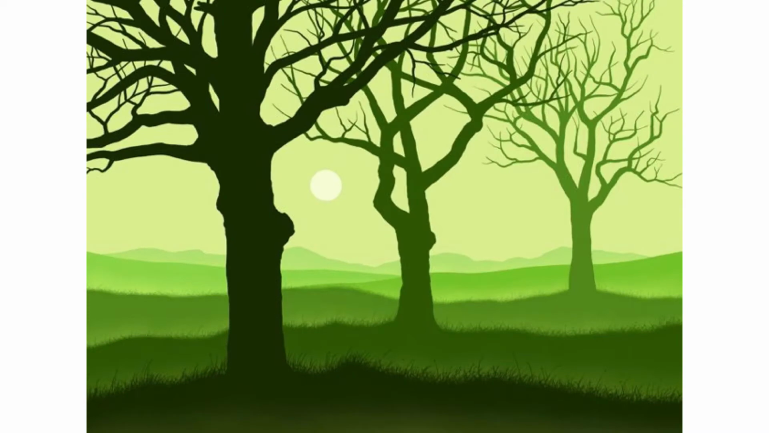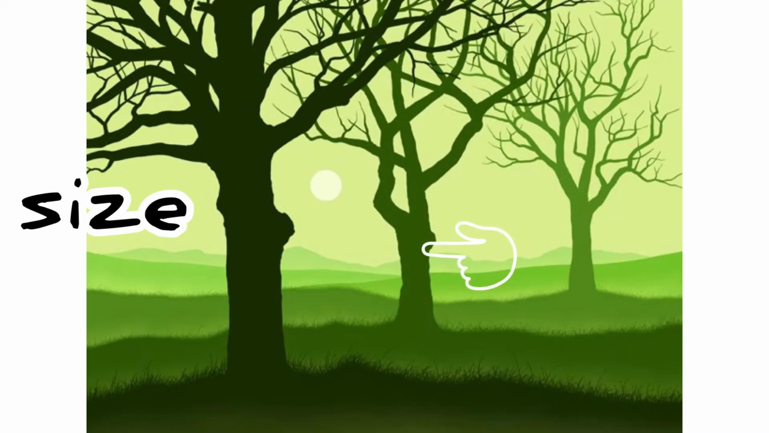Let's look at an example. In this piece of art, you can see how the artist used all three of these tricks. With size, you can see how they drew this tree to look the smallest because it's the farthest away. This tree is medium-sized because it's in the middle of the picture space. And this tree looks like it's the biggest because it is the closest to us.